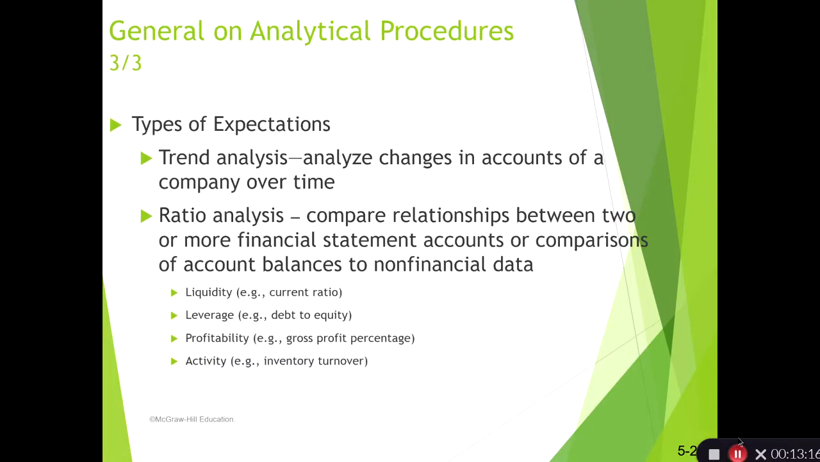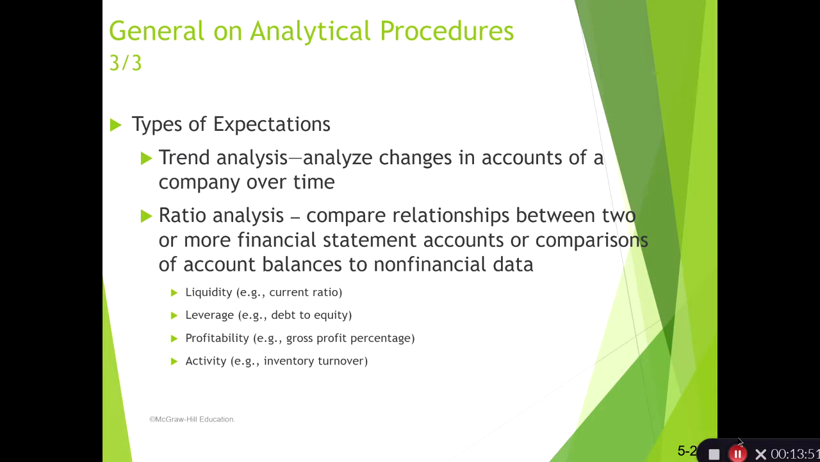And so how might these analytical procedures look? Trend analysis is one way where, again, what's the expectation? The expectation is we're going to see a similar trend to prior years, right? And so if I look at changes in accounts over time, then that helps me develop an expectation and then evaluate that expectation in the current year. Ratio analysis is another one where we're looking at things like debt to equity ratio, gross profit percentage could be one, inventory turnover, right?